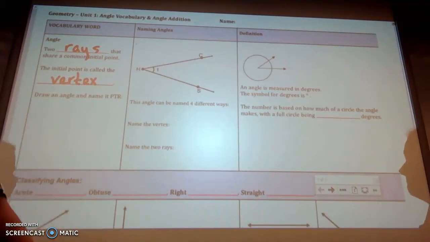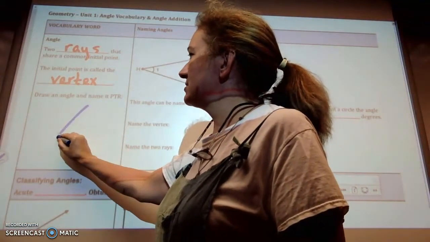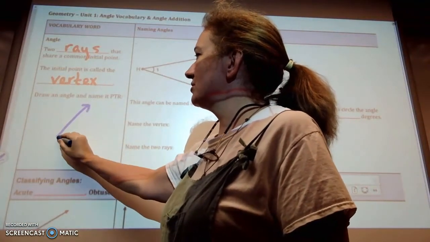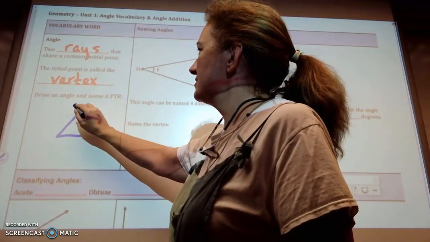Draw an angle and name it PTR. I think you should draw the angle and name it PTR. I can do that. So an angle is two rays. So I'm going to draw one ray here, and they share an endpoint, and I'm going to draw another ray there. And its name is PTR.